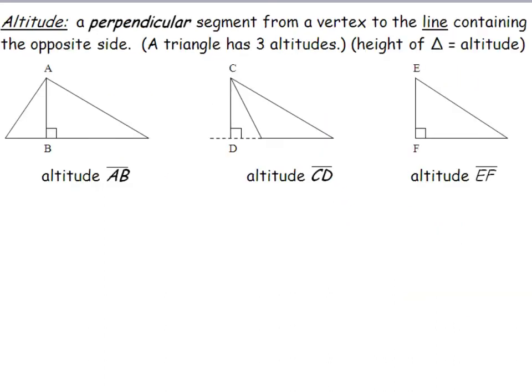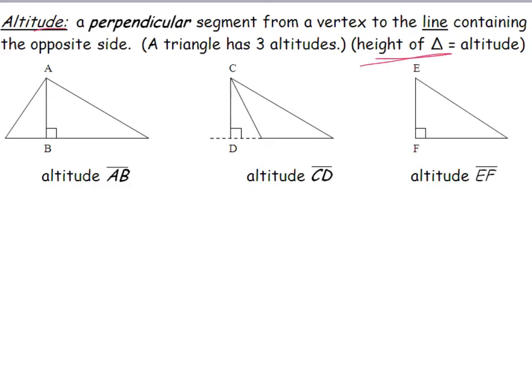So we talked about medians. Medians were from the vertex to the opposite side, the midpoint of the opposite side. We also have something called an altitude here. Altitude measures height, okay? Altitude is the perpendicular segment from a vertex of a triangle to the opposite side. The triangle is going to have 3 altitudes, just like it has 3 medians. And then don't forget, when we're talking altitude, we're talking about the heights. We're looking at the tallest point.